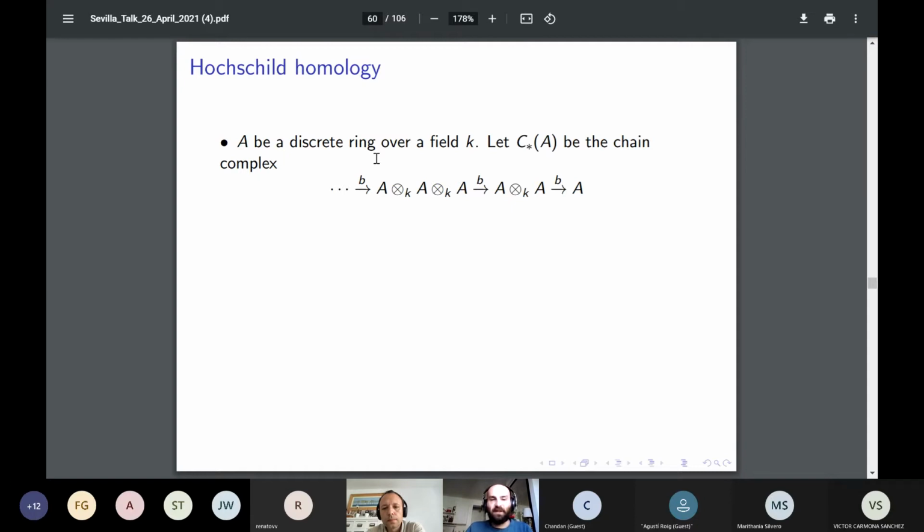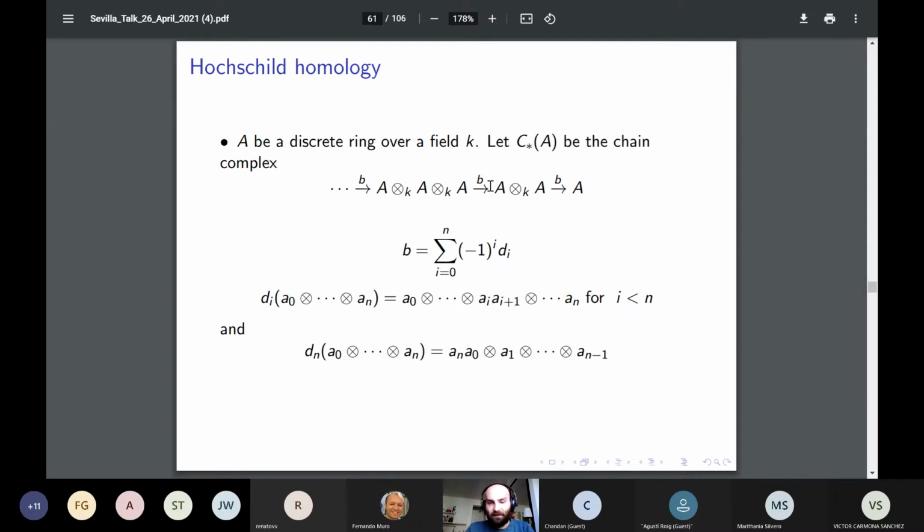Given a discrete ring A over a field K, Hochschild homology of that ring is defined to be the homology of this chain complex, where in degree 0, this chain complex is just A, and then the second tensor power of A, third tensor power of A, and so on. And these differentials b are given as this alternating sum over d_i, where d_i multiplies the adjacent elements, the a_i and a_{i+1}, for i less than n.